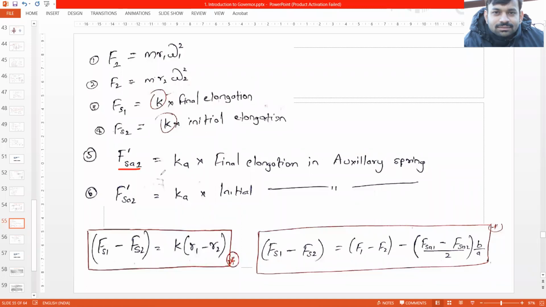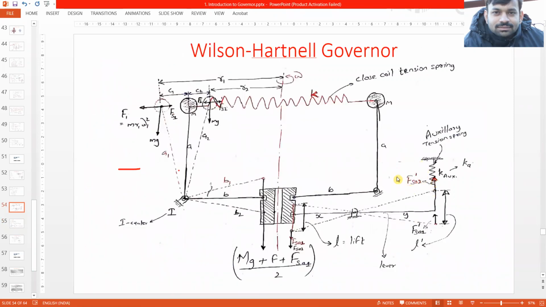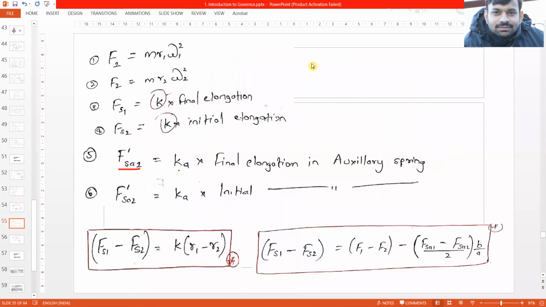See this FS1 dash force, it is acting on the spring, and the force which we are getting on the sleeve is F dash SA1 and F dash SA2. Its corresponding forces are different on the sleeve. So F dash SA1 would be Ka into final elongation in the auxiliary spring, and F dash SA2 would be Ka multiplied by initial elongation in the auxiliary spring.